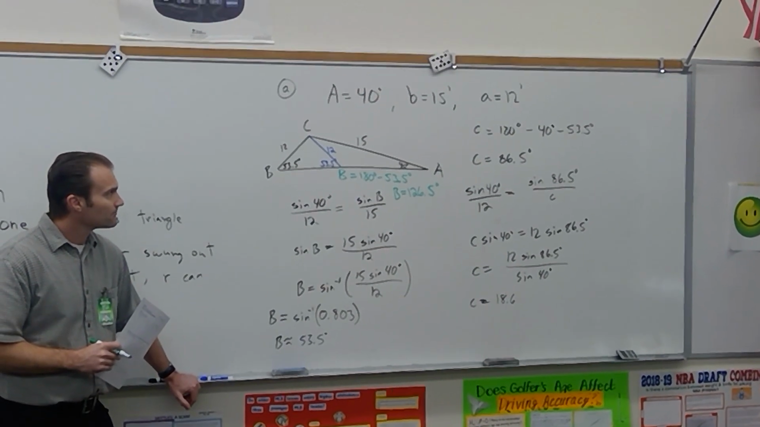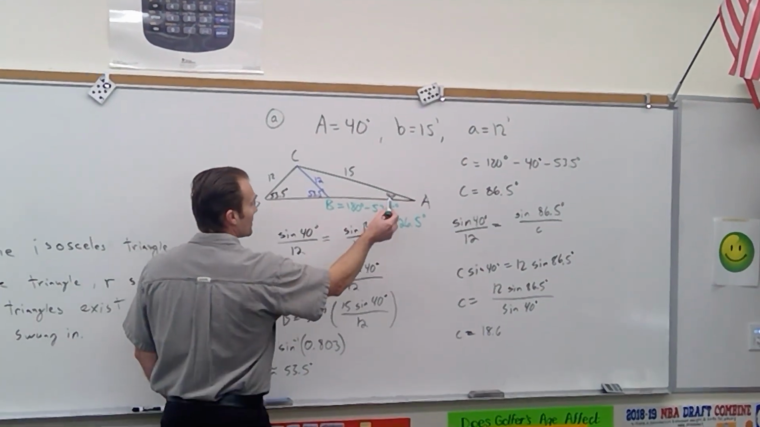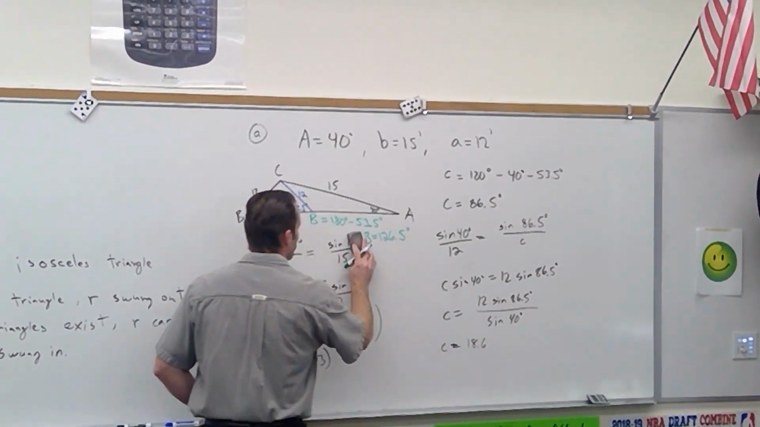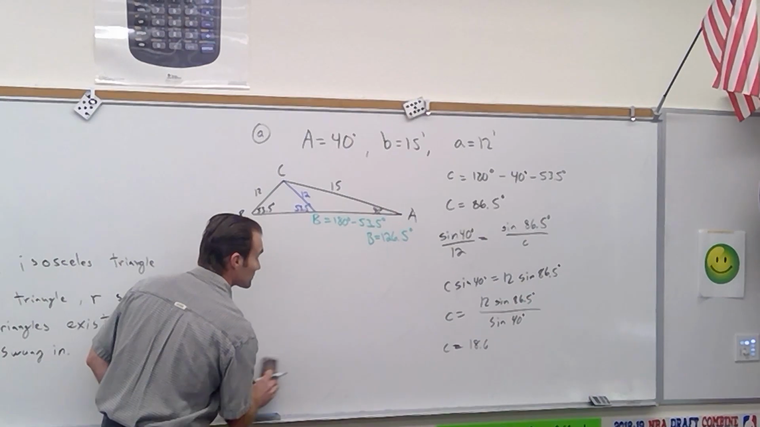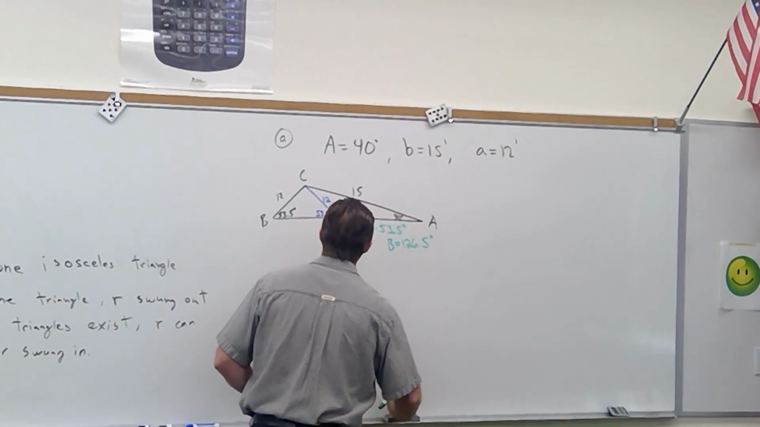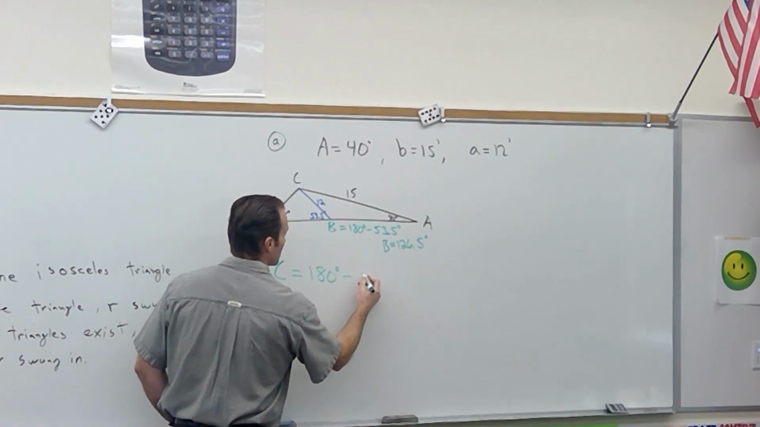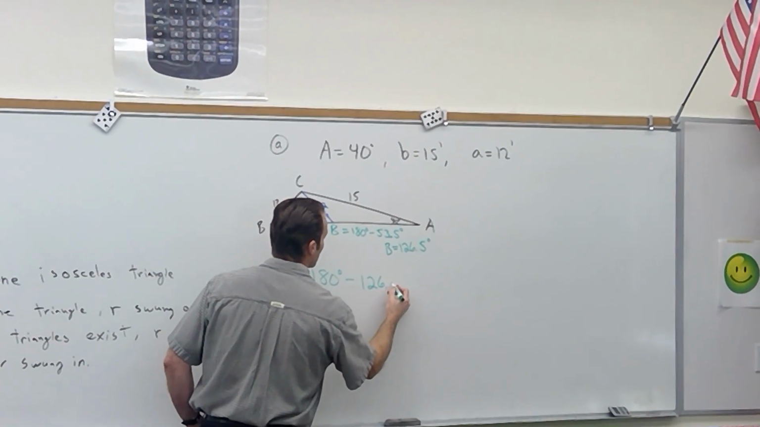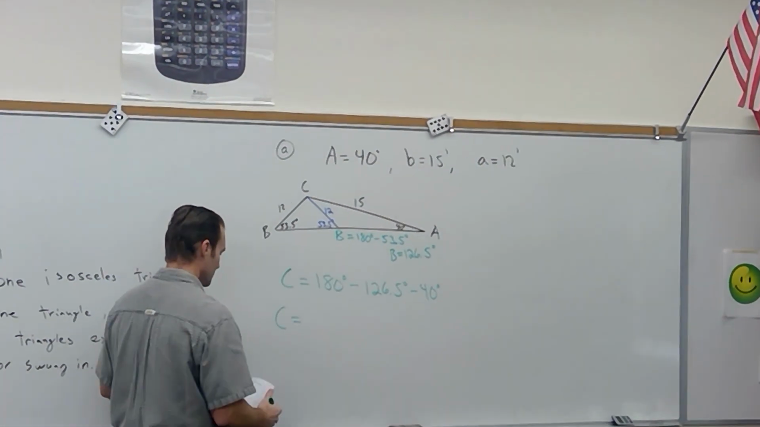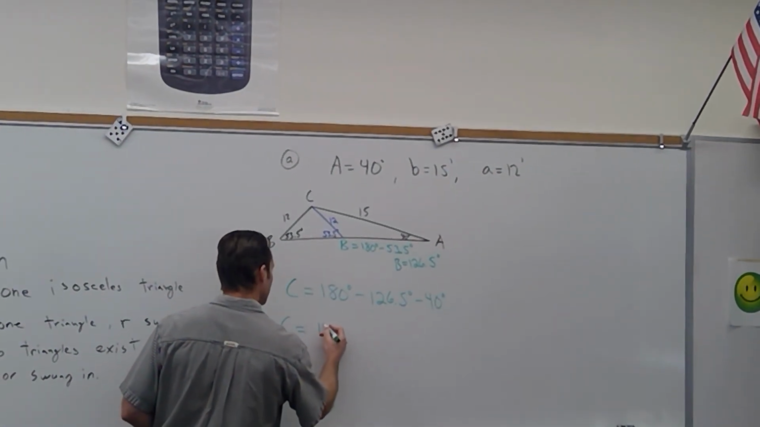We should have more room. So now to find angle C, I would do 180 minus this minus 40. I'm going to go ahead and erase. So angle C: 180 minus 126.5 minus 40. So that's going to give me approximately 13.5.